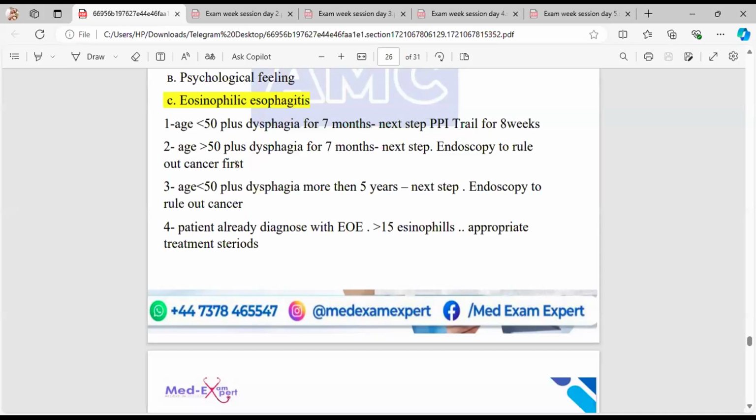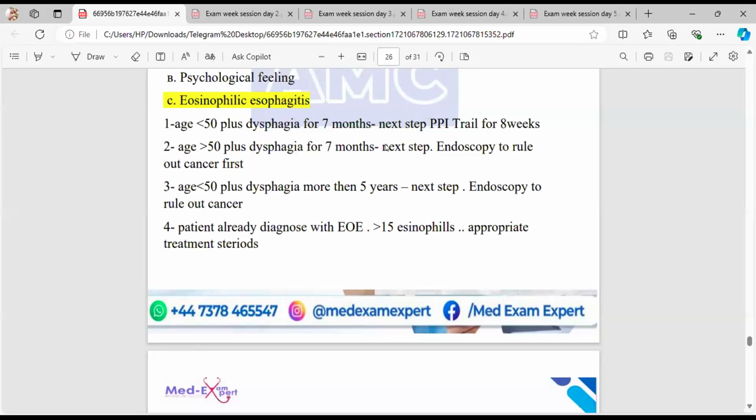Next, if the age of the patient is 50 plus, more than 50, with dysphagia for 7 months, the next step is endoscopy to rule out cancer first. Why am I doing endoscopy for this patient? Because this patient has dysphagia plus age more than 50. JM says if two red flag points are there, endoscopy will be the answer. This is the difference between these 2 points.